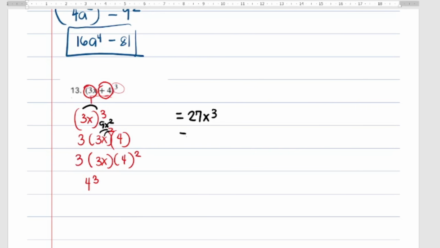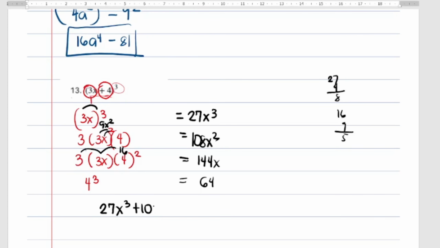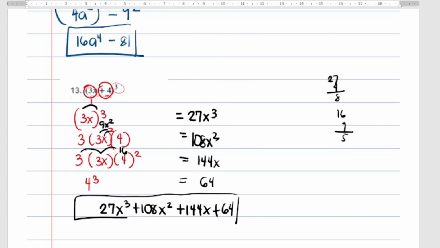Times 4, that is 108. 27 times 4 is 108. 108x squared. Do the same thing with the third step. You get the square of this term first before you multiply. 4 squared is 16, so that's 3 times 3, 9x, times 16. That's 144, so that's 144x. And 4 cubed is 64. So we just copy them as one whole expression: 27x cubed, positive 108x squared, positive 144x, positive 64. This is now our answer.